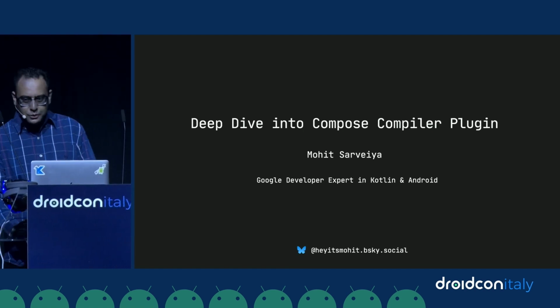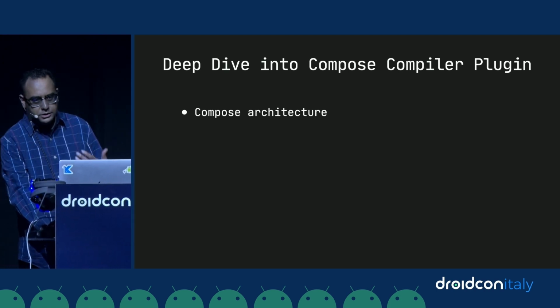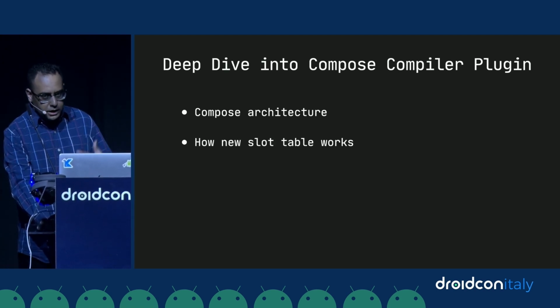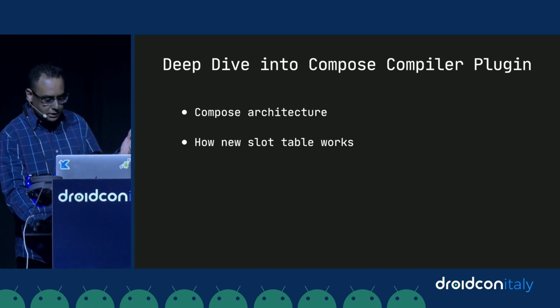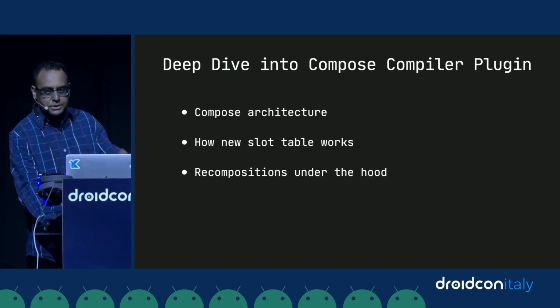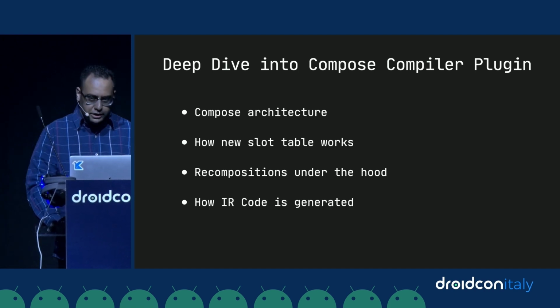All right, so let's start. What I'm going to talk to you about is the architecture of Compose. And internally, there's something called a slot table, and I'm going to share with you how that works. I'm also going to share with you how recompositions work, and also going to show you how IR is generated.